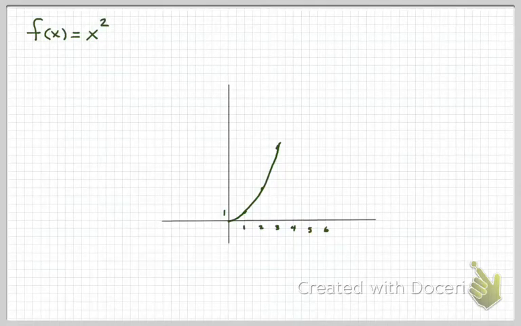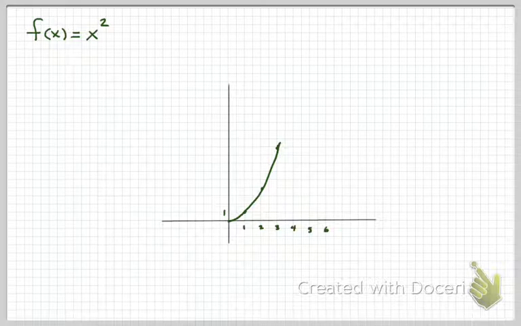Hello again. I also found that there was a lot of questions on problem 69, so I thought I would work that one real quick. We start with a function f of x equals x squared, and they want two vectors that are tangent and perpendicular at the point 3, 9.